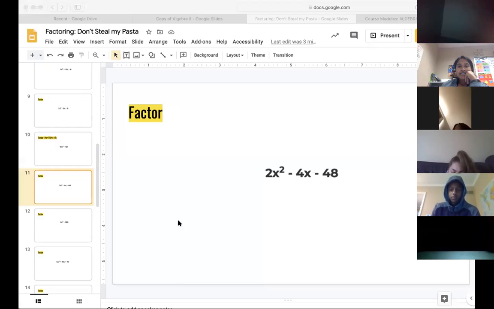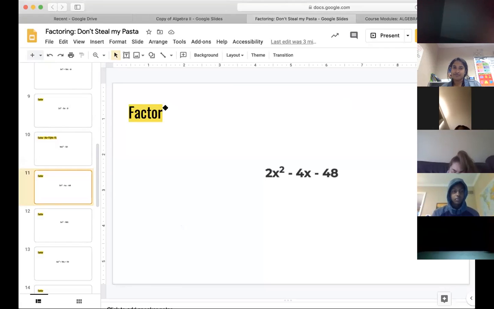All right, 2x squared minus 4x minus 48. Team Thunder, what'd you guys get for your answer? X plus 8, x minus 6. X plus 8, x minus 6, almost, not quite. T6 team, do you want to steal? 2 x plus 4 x minus 6.